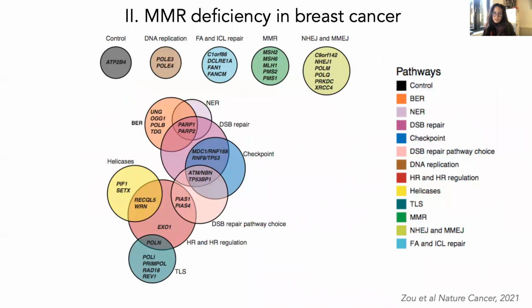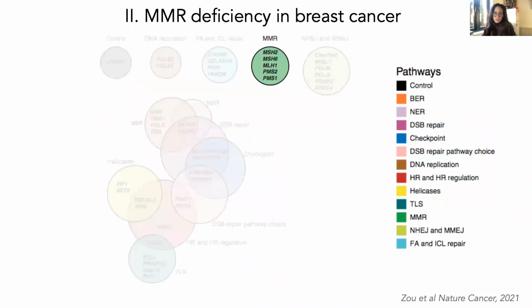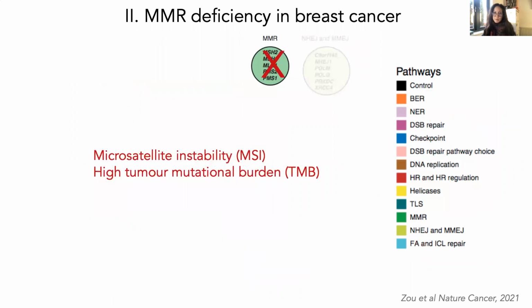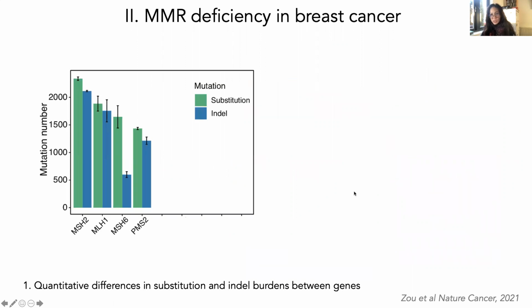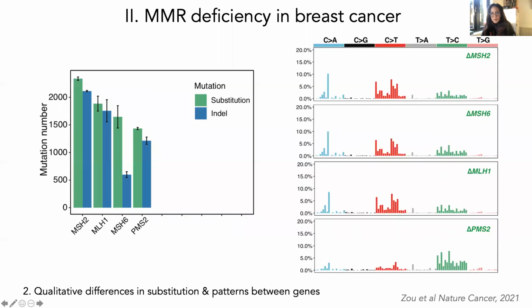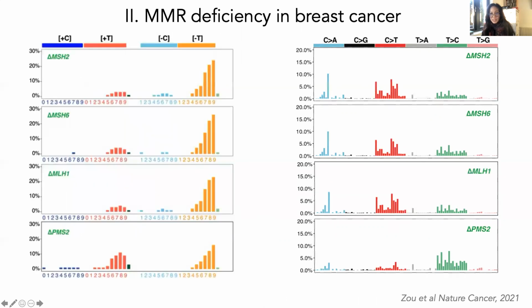Now, in a separate and recent study of systematic CRISPR knockouts of DNA repair genes, it was shown that when MMR is compromised, tumors have much more to show you than just being microsatellite unstable or having a high tumor mutational burden. There are quantitative differences in substitution and indel burdens between the different genes, and there are interesting qualitative observations. MSH2, MSH6, and MLH1 are very similar to each other and distinct from PMS2 in both substitution and indel profiles, with more T deletions seen in the PMS2 knockouts compared to the other three.